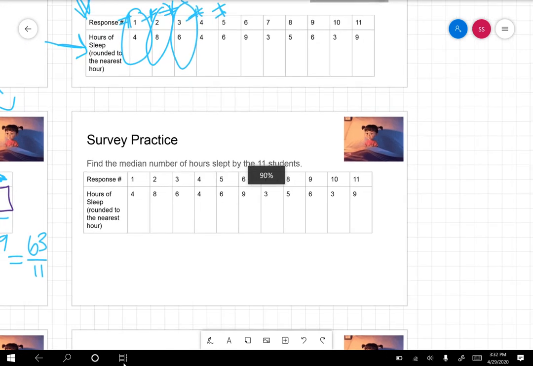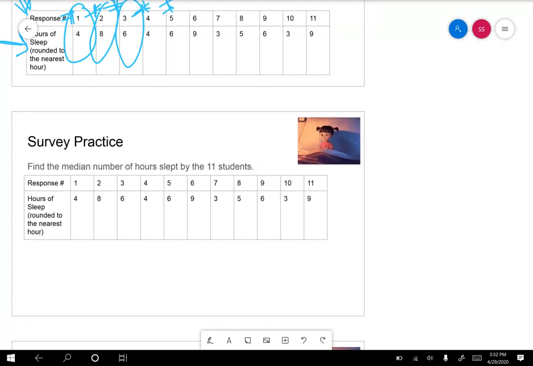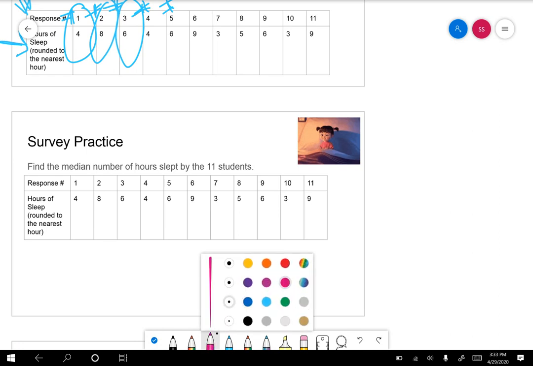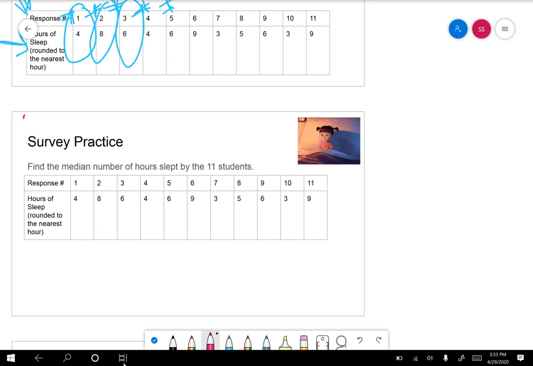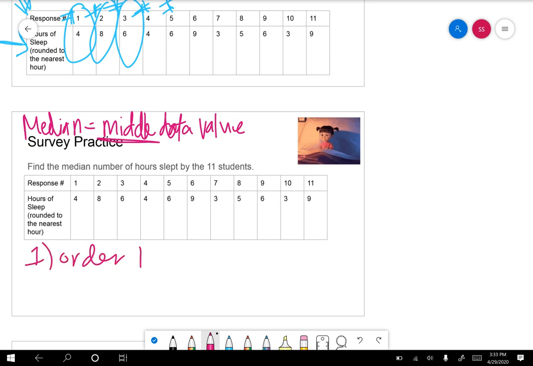Drum roll. The median. All right. So median, let's use pink, sure. Remember that the median is essentially the middle data value. Now, the key thing here, middle, right? In order to find the middle data point, you actually have to order the numbers. So the first thing you do is order the numbers, least to greatest.